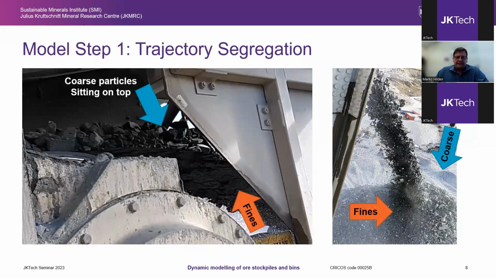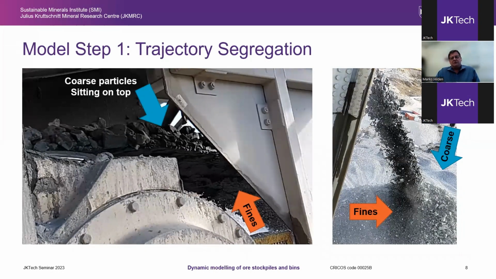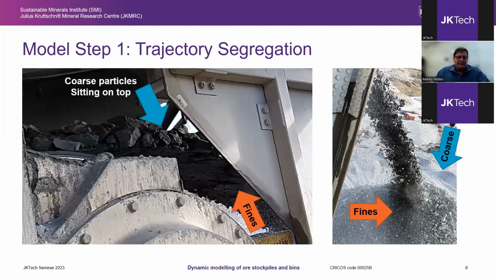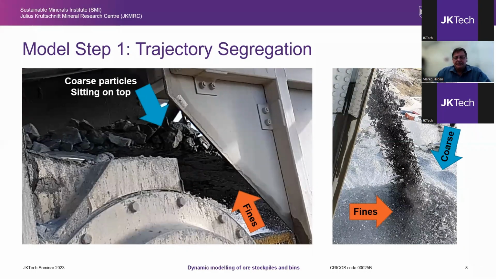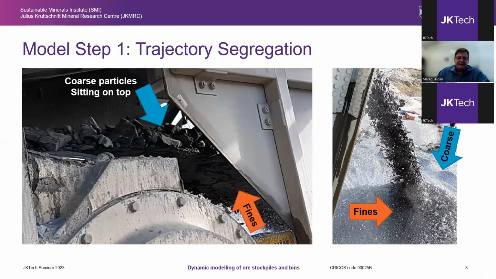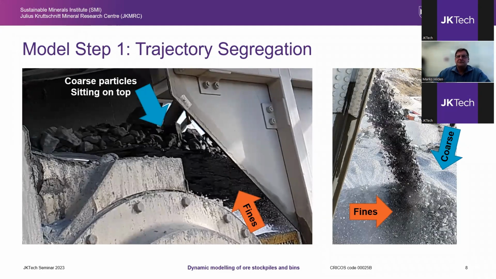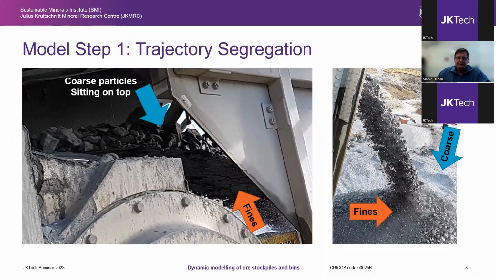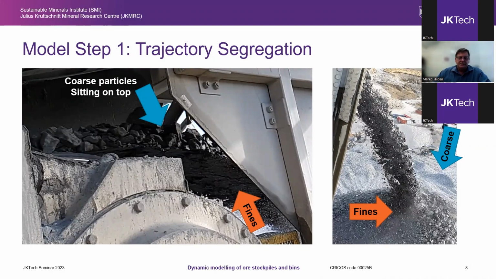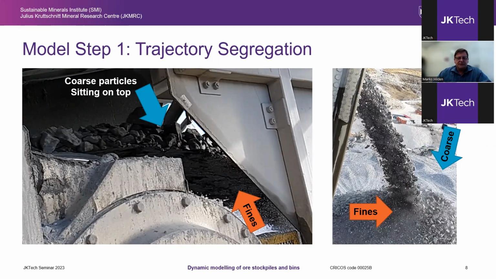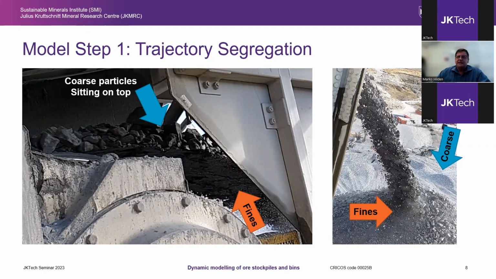We can also factor into the model the observation that feed from the conveyor can become segregated. So you can see in this video here that the coarse particles tend to ride on the top of the conveyor and therefore get preferentially thrown to the far side of the pile. This mechanism results in the pile being biased with respect to particle size, and it's called trajectory segregation.